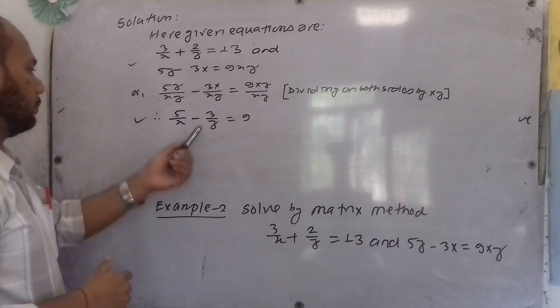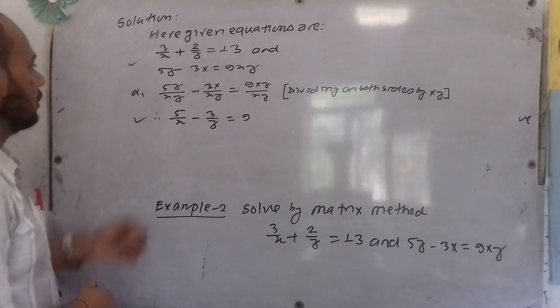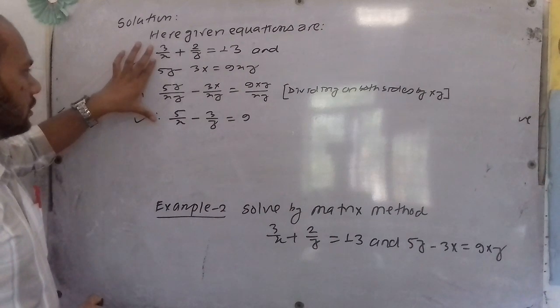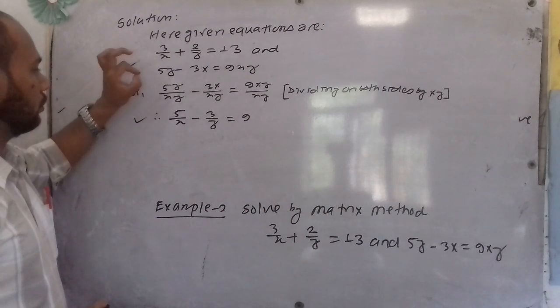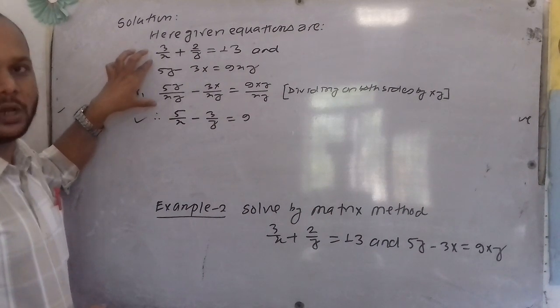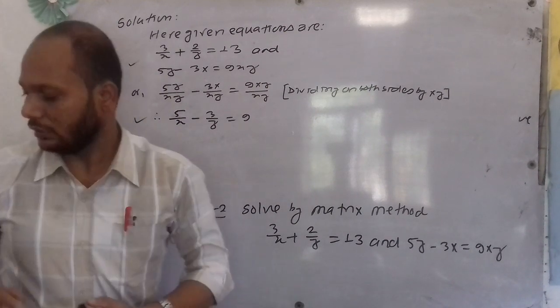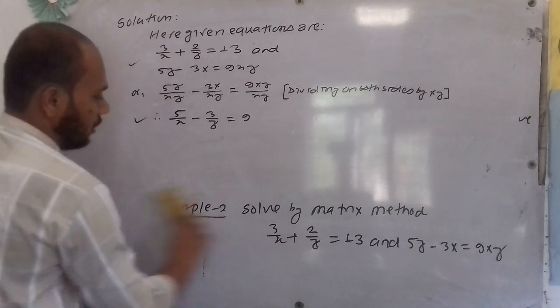Now we can easily solve these types of equations, same as example number one. Now we express these two equations. First we look to see whether they are in the same form or not. If they are not in the same form, first you express them in the same form and then you write them in the matrix form. Now I am going to write in the matrix form.